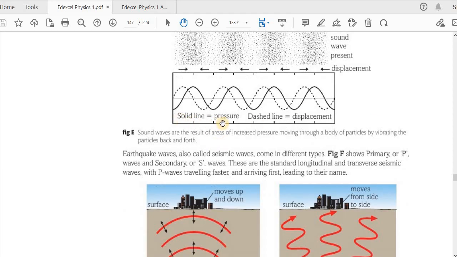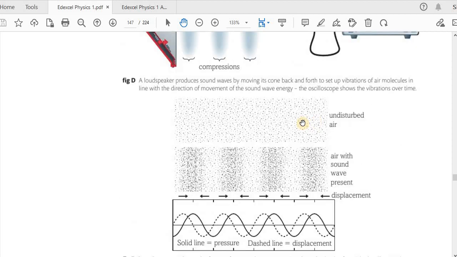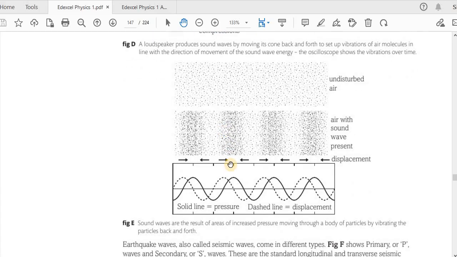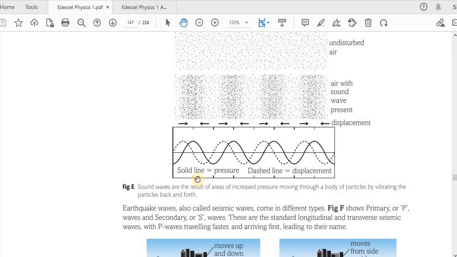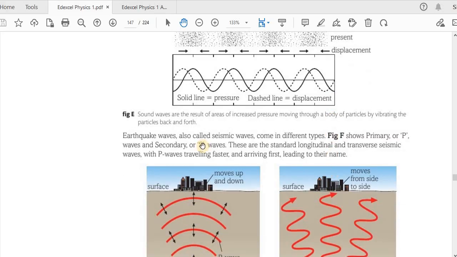Solid line, pressure; dashed line, displacement. Where we have compressions, we have high pressure. Where we have rarefactions, the molecules are further apart, and those are areas where we have low pressure. The solid line is showing the pressure. The dashed line is showing the displacement of the particles. Sound waves are the result of areas of increased pressure moving through a body of particles by vibrating the particles back and forth.